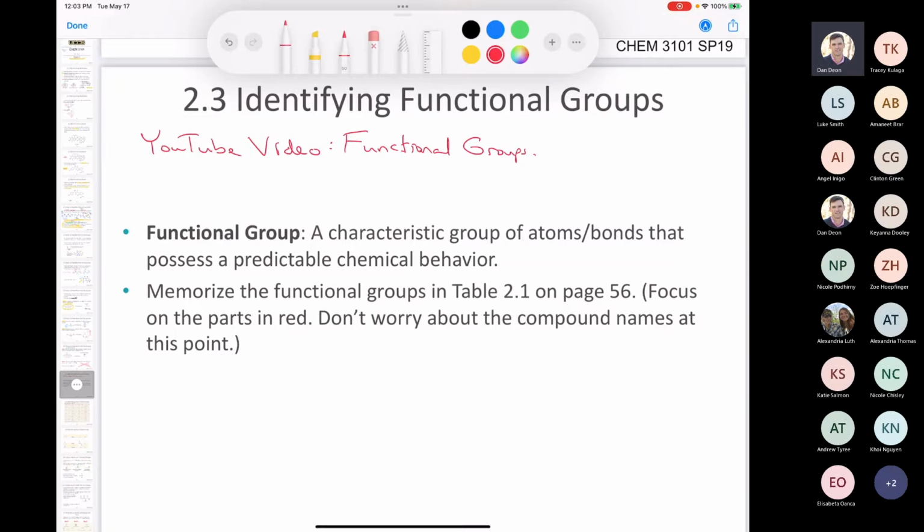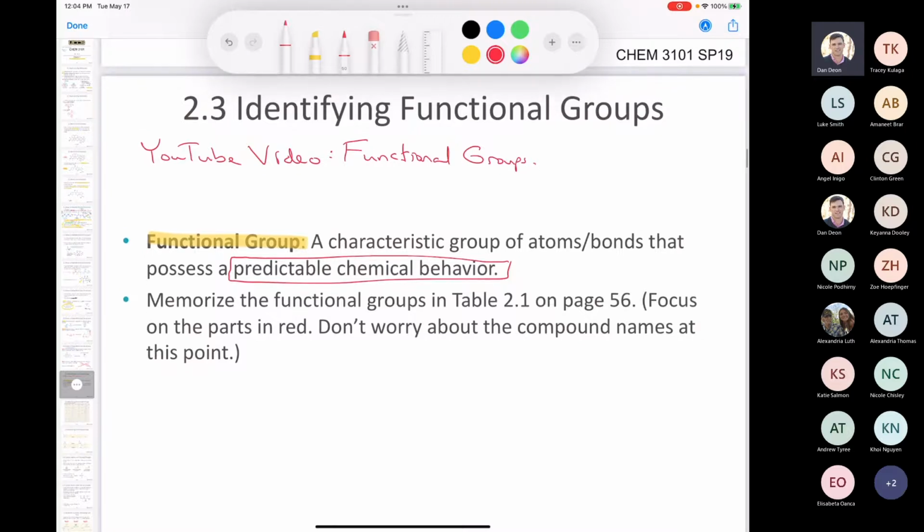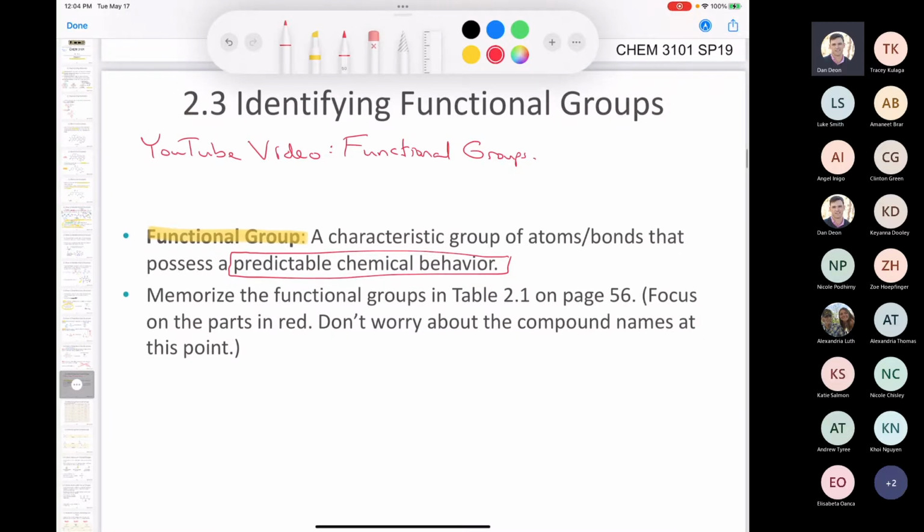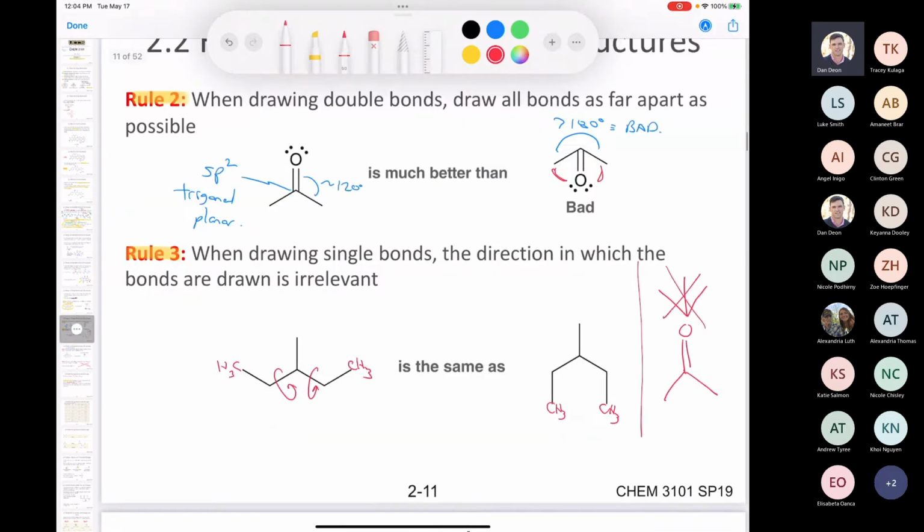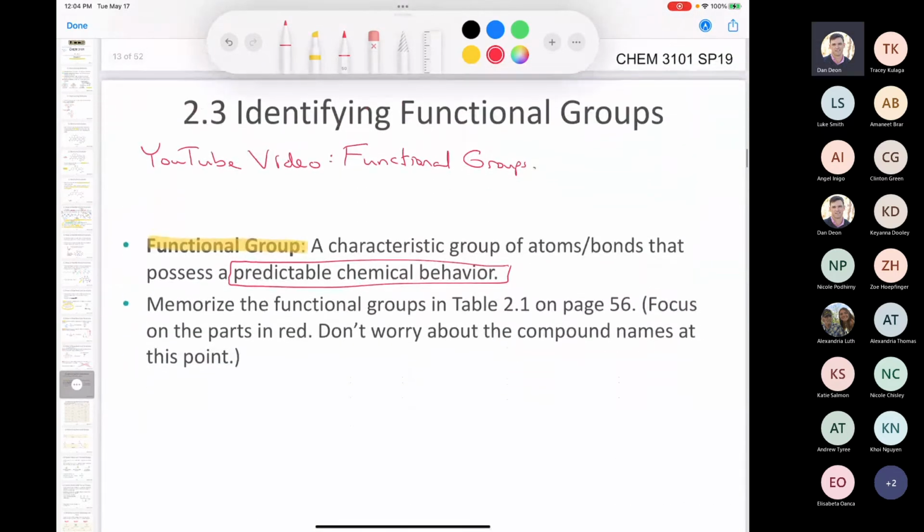It says a functional group is a characteristic group of atoms or bonds that possess a predictable chemical behavior. Wow, predictable. That means you can look at a molecule and based on its functional groups, you can predict how it's going to behave. When I was in graduate school, there was a professor who was an expert on a certain functional group. It was a functional group that contained sulfur in it. And this is just kind of an interesting story. He told the whole class that one time he was sitting in his office and somebody showed up that he didn't know.